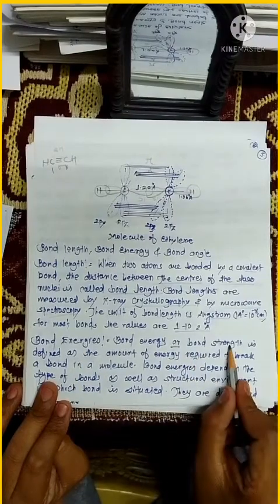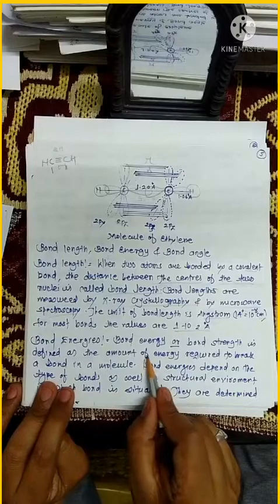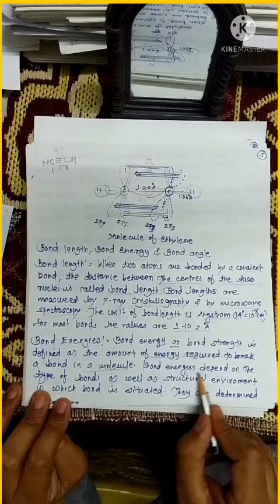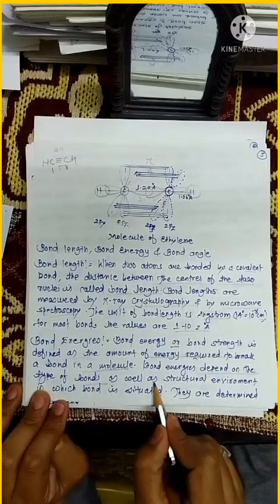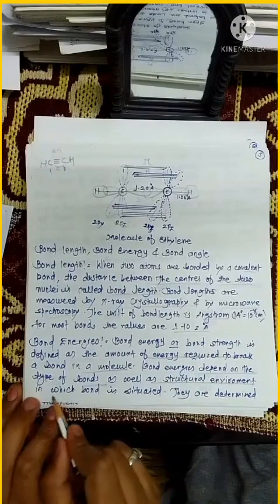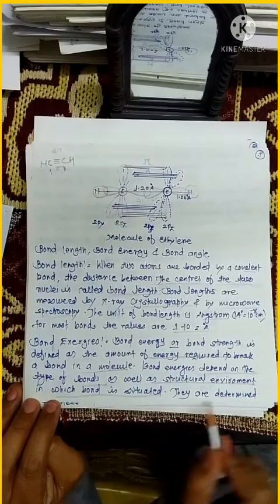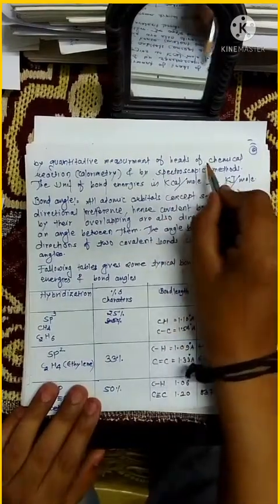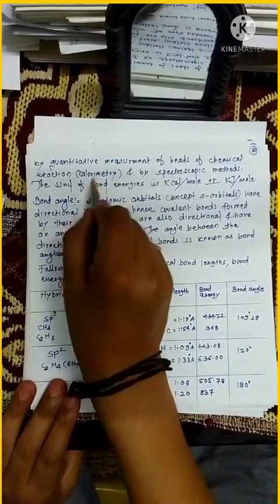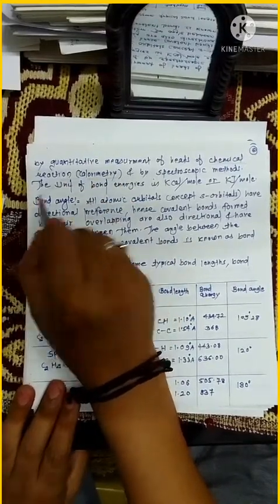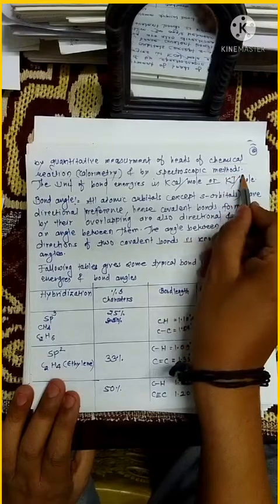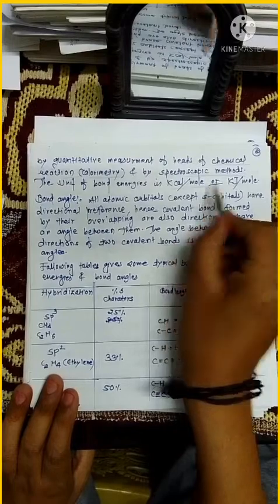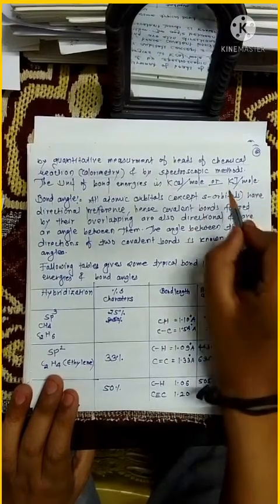What is bond energy? Bond energy or bond strength is defined as the amount of energy required to break a bond in a molecule. Bond energy depends on the type of bond as well as the structural environment in which the bond is situated. They are determined by quantitative measurement of heats of chemical reaction, that is calorimetry, and by spectroscopic methods. The unit of bond energy is kilocalorie per mole or kilojoule per mole.